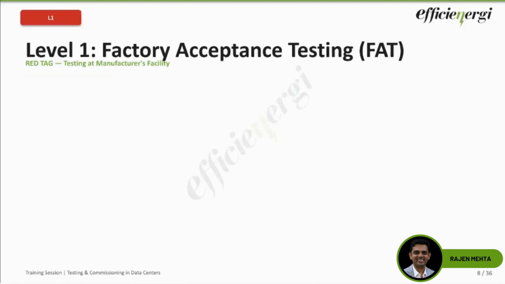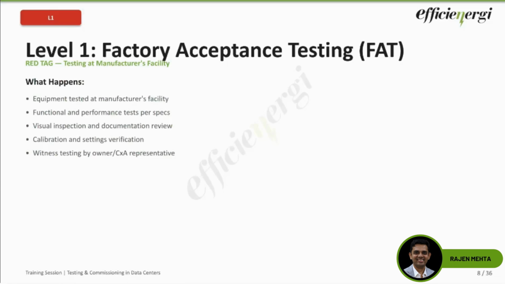So level 1 is your factory acceptance test, called FAT, and it's a red tag. Testing at the manufacturing facility, or it can be verification before you're doing anything at the site, before the equipment ships overall. So this is the first line of defense that we have against any defective equipment. That is most important. It is much easier and cheaper to fix issues at the factory than at the site. And who typically attends this?